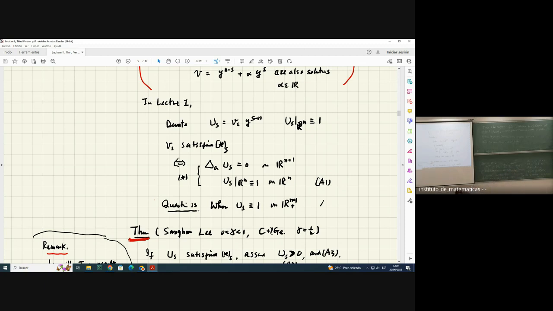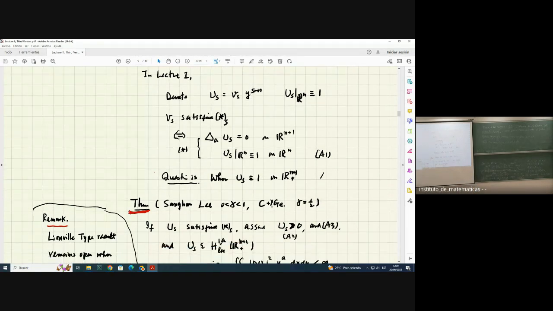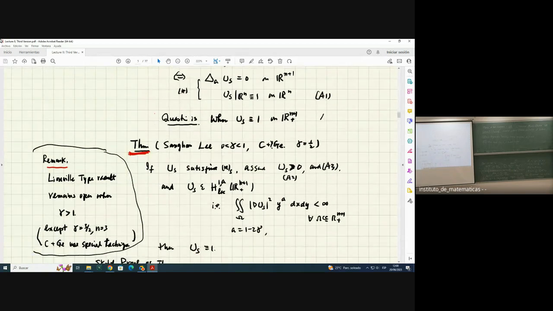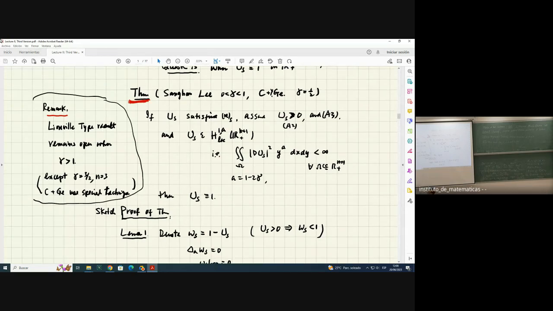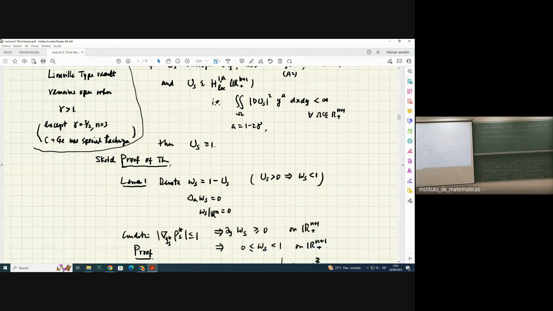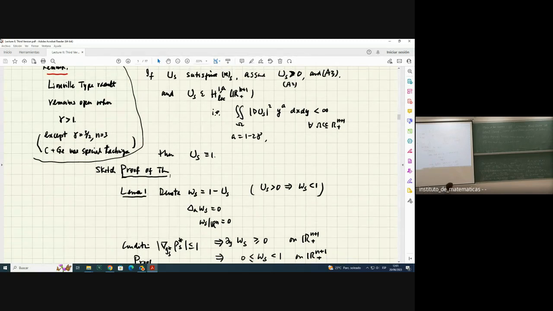And the condition he had is, he assumed A1, assume W is in H1A local with respect to dx dy. So this is a W1A derivative, and this means the gradient of U squared times y to the a is finite, but only in the local sense. For each bounded domain in R^(n+1) plus, you have this property. So the theorem is, this is true.